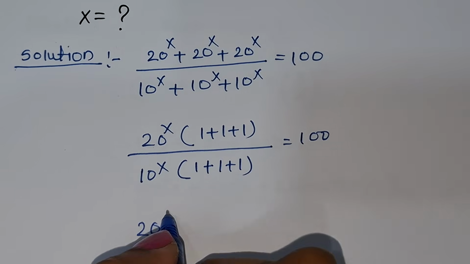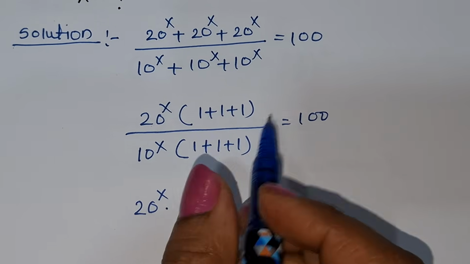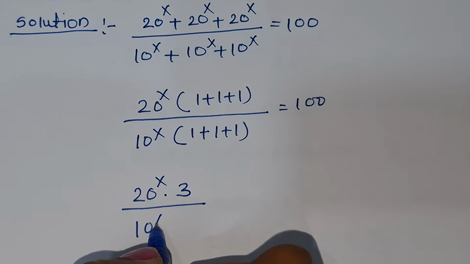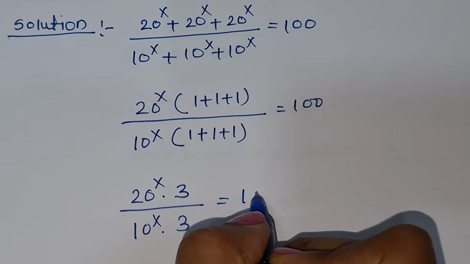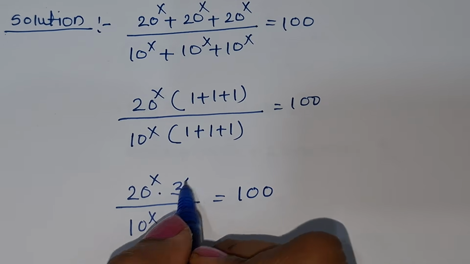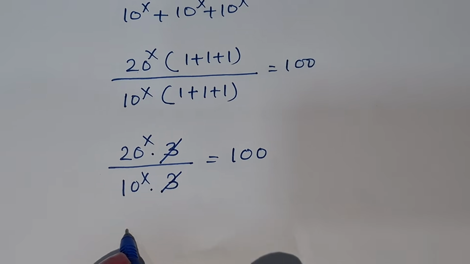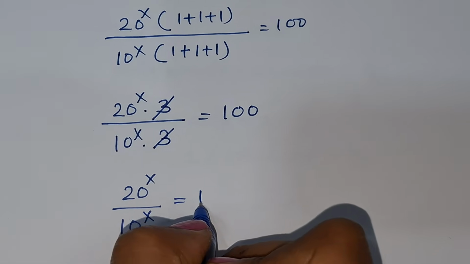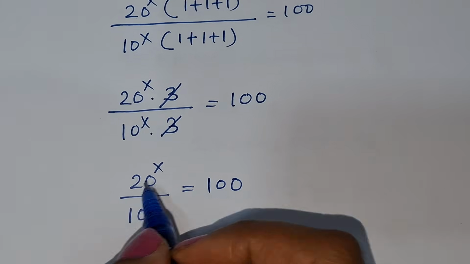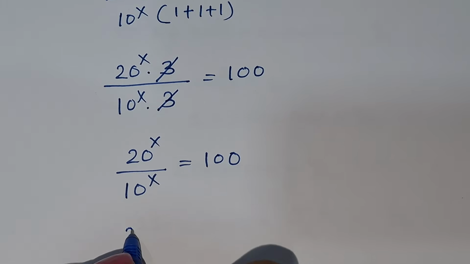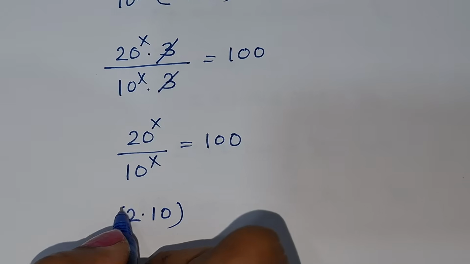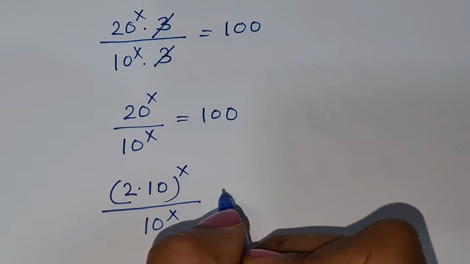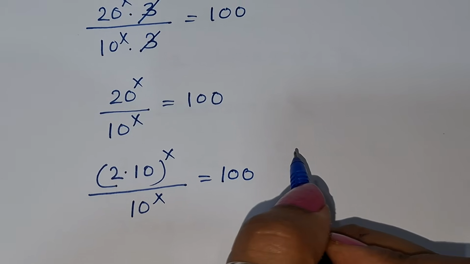Now 1 plus 1 plus 1 is 3, so we have 20^x times 3 over 10^x times 3 is equal to 100. We can cancel this 3 with this 3. So it becomes 20^x divided by 10^x is equal to 100. Now we can write 20 as 2 times 10.